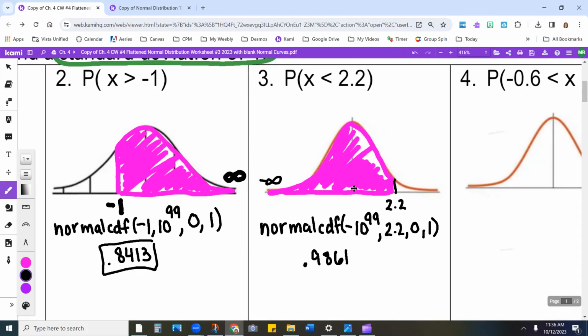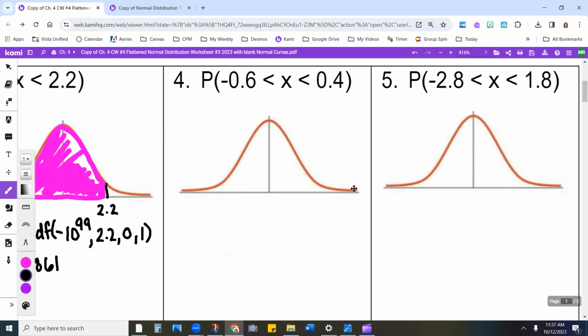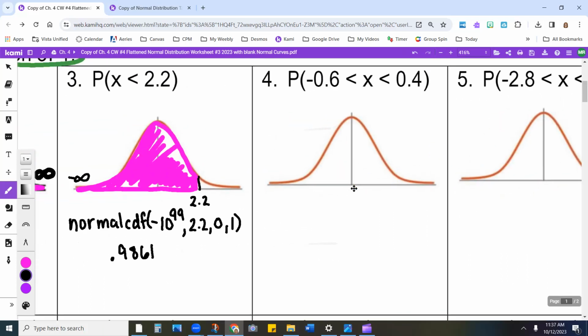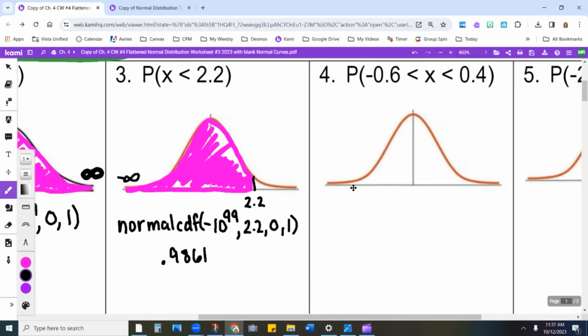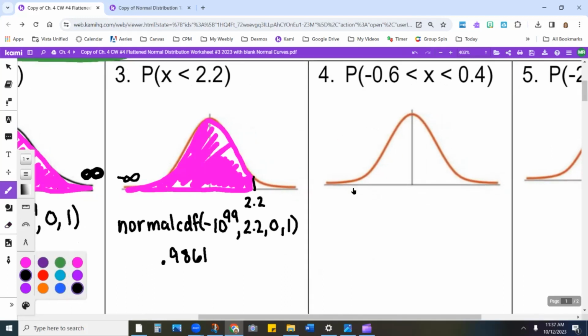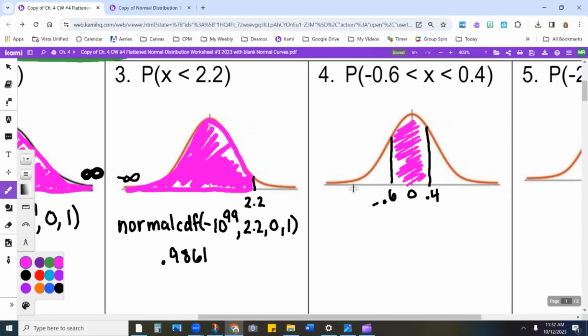Okay, number 4, last one of these, and then I'm going to do one that's not a standard normal. I'll keep that one in the screen. So on this one, if this is my mean here, 0, I'm going to be on this side in terms of my standard deviation, so a -0.6, and let's say here for a 0.4. And we want the area or probability in between these. So I am going to type in normal CDF.